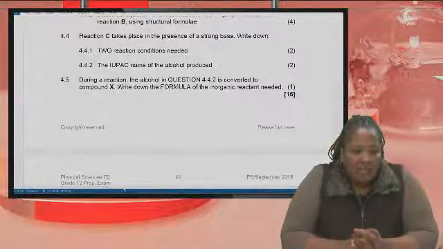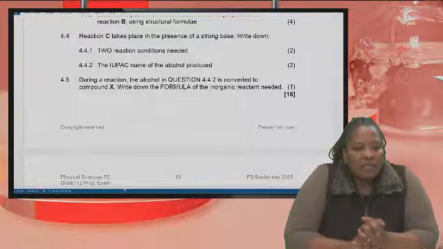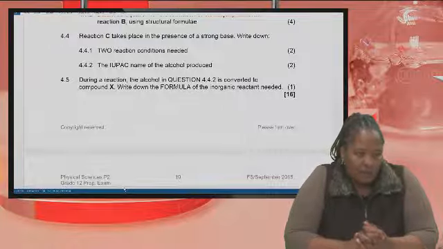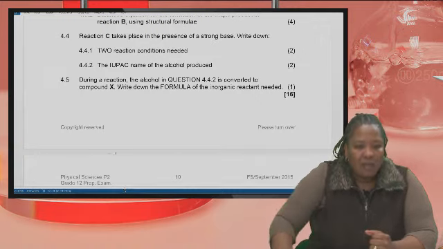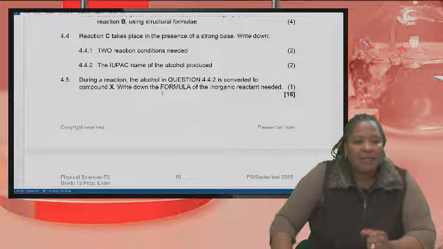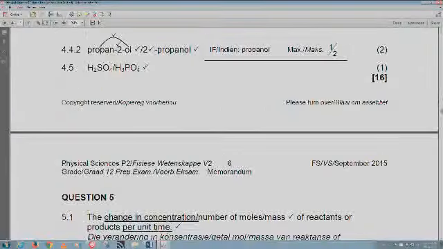And then 4.5, during a reaction, the alcohol in question 4.4.2 is converted to compound X. Write down the formula of the inorganic reactant that is needed. Bear in mind, colleagues, in capital letters, it is said formula. So the answer there that is expected is H2SO4 or H3PO4, not the name. And if the learner writes the name there, you penalize, the learner gets no mark. Then the total there is 16.